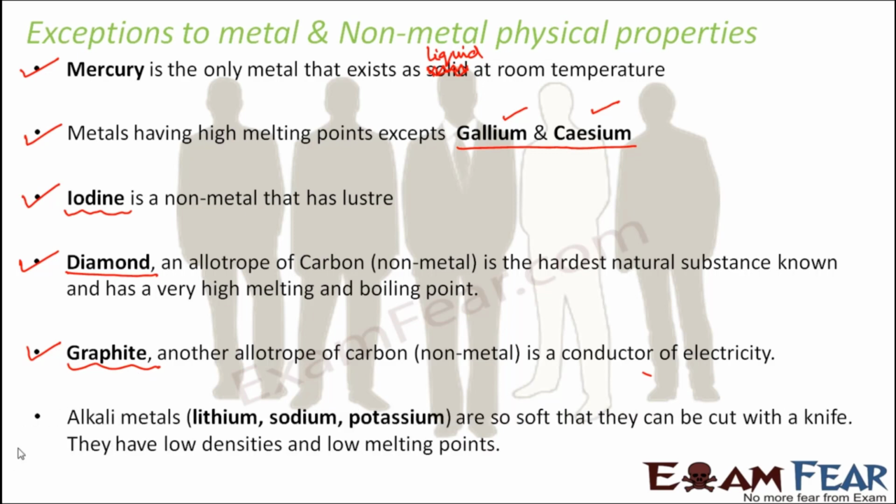Alkali metals like lithium, sodium, potassium are so soft that they can be cut with a knife. They have low densities and low melting points. So these metals, unlike most metals, are not hard.